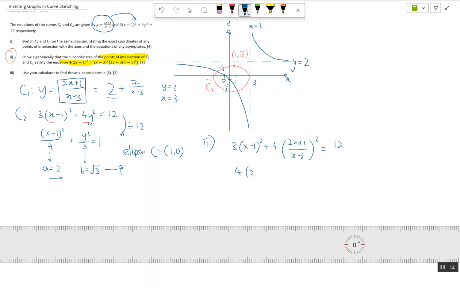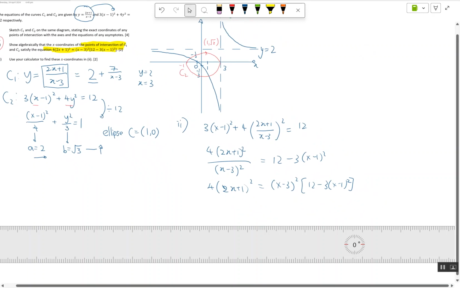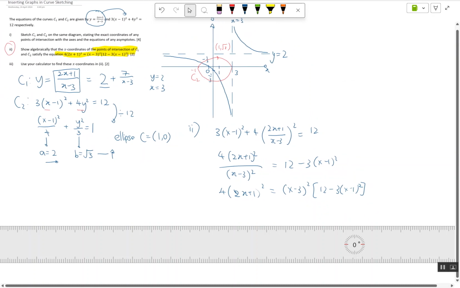4(2x plus 1) squared over (x minus 3) squared equals to 12 minus 3(x minus 1) squared. Then all you need to do is to cross multiply: 4(2x plus 1) squared equals to (x minus 3) squared bracket 12 minus 3(x minus 1) squared, and this is shown. So when you see point of intersection, all you need to do is to sub one into the other.